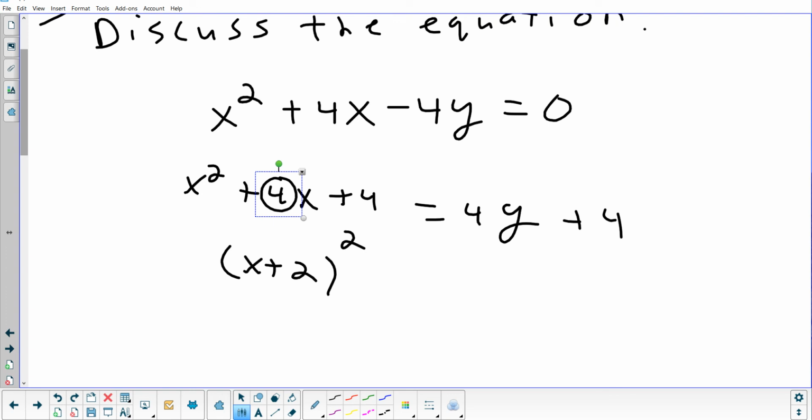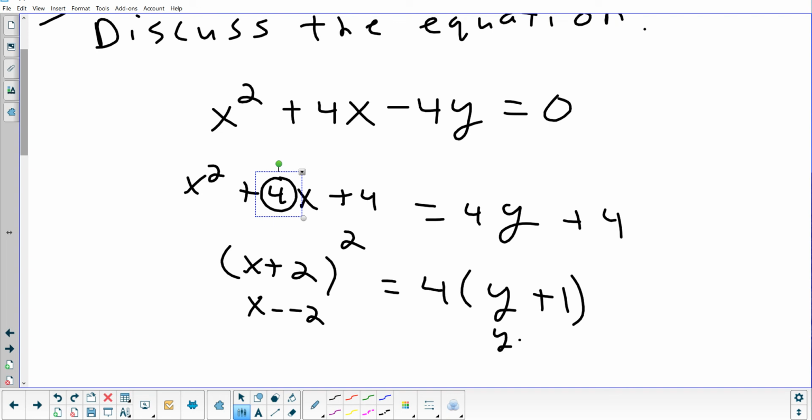Now I can see the horizontal shift. Again, you're probably going to want to think of it this way when we get to it. Minus a minus. That's fine. And what can I do on the right-hand side? Factor out the 4. And now, magically, I can see the vertical shift. And that's it. Now I've rewritten it in a way I can see what's going on.